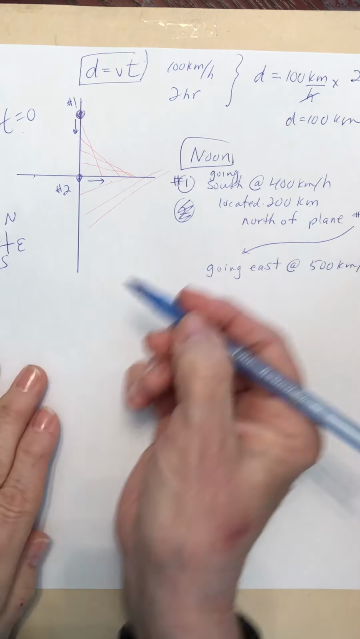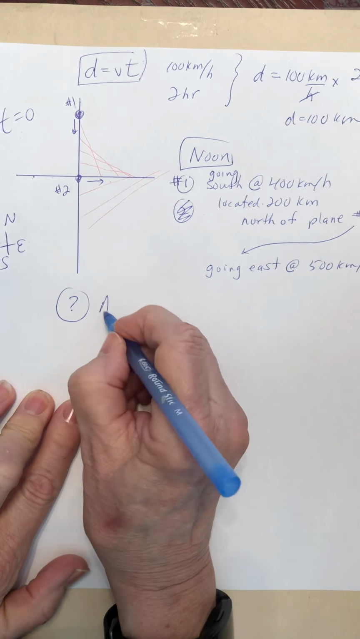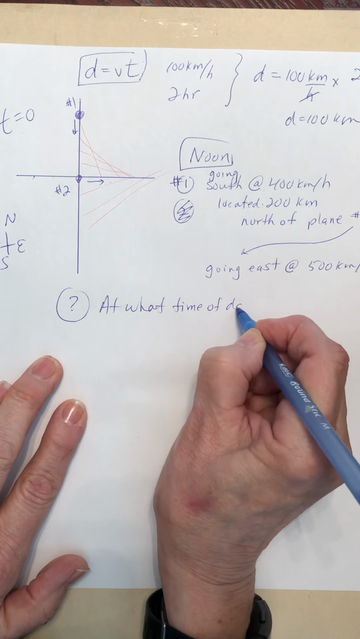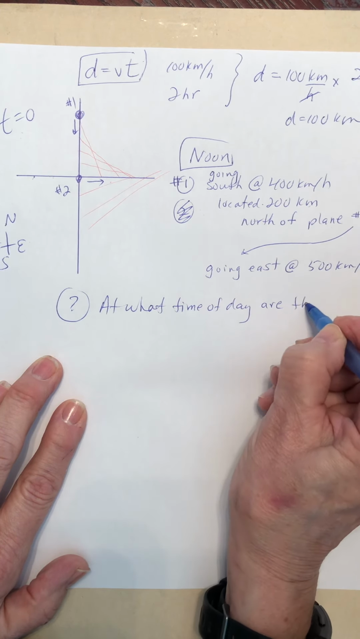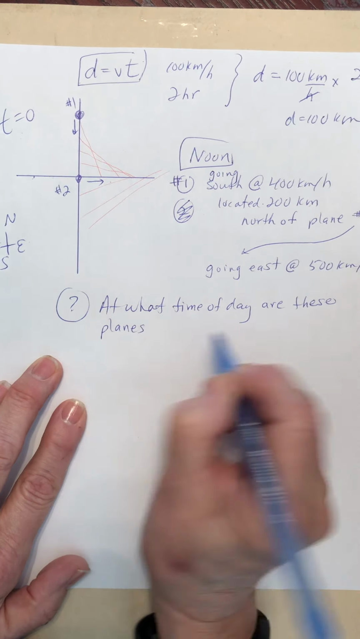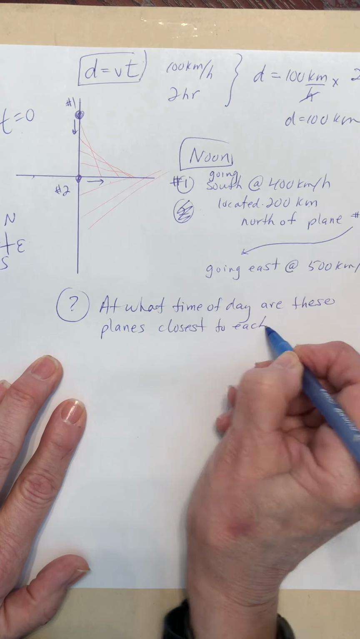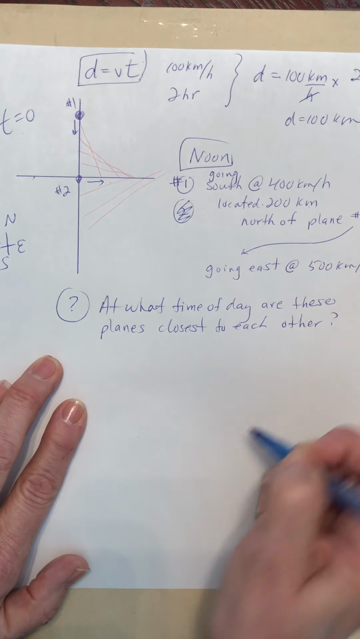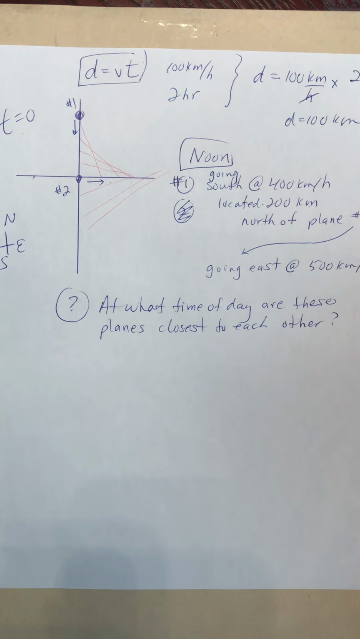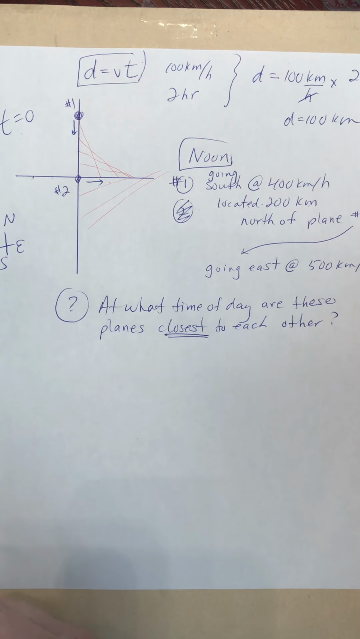Well, I haven't given you the question yet. So the first question will be, at what time of day are these planes the closest that they'll ever be? Are these planes closest to each other? You will never be asked, at what time of day are they farthest away from each other? Well, probably when one hits China and one is somewhere else. Like, that would be silly. But closest would mean we're trying to minimize their distance, right?